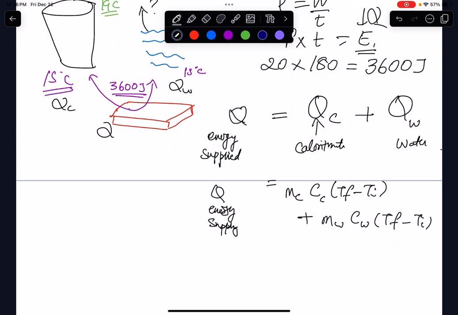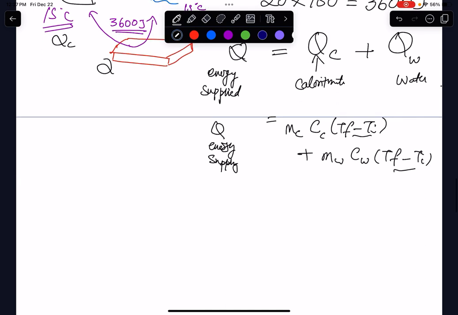And the main thing to note over here is that the change in temperatures for both of them will be the same because the calorimeter and the water are connected with each other, okay? So because of that, we can just substitute the values.